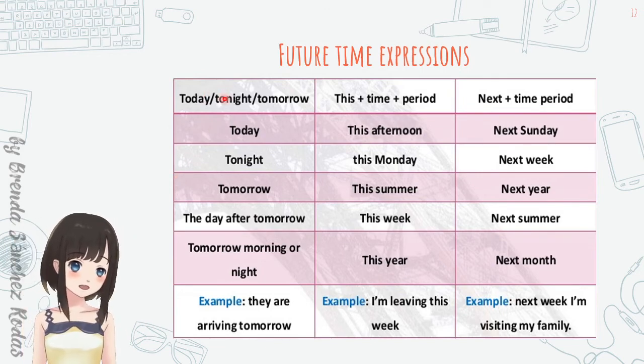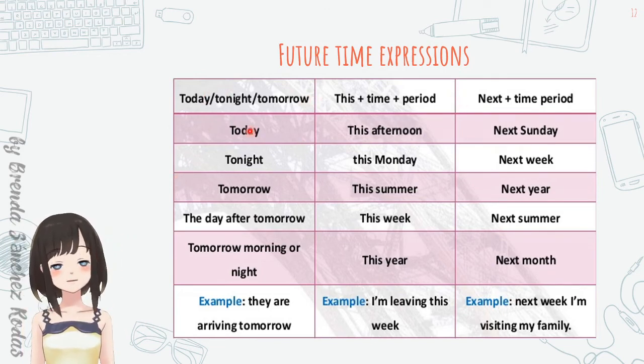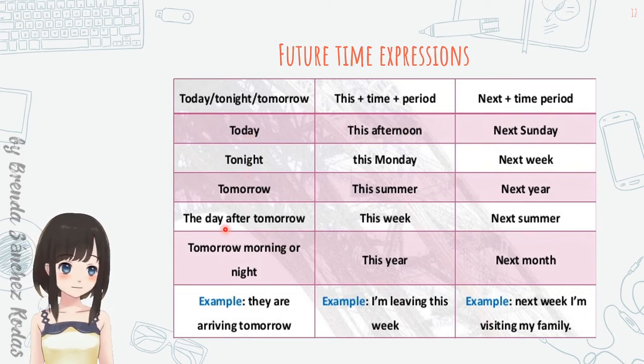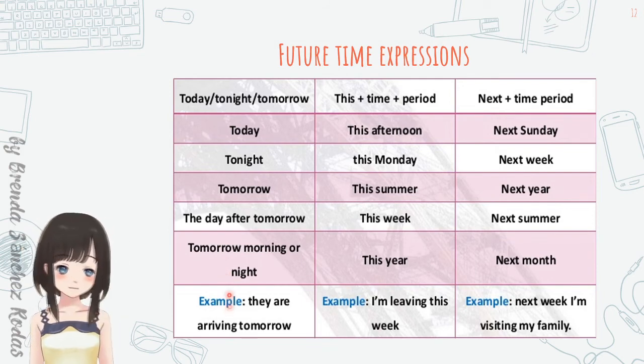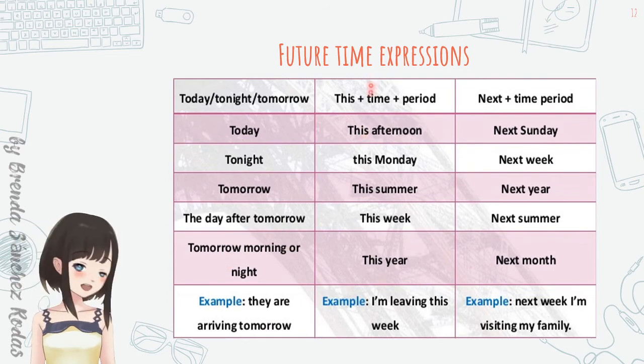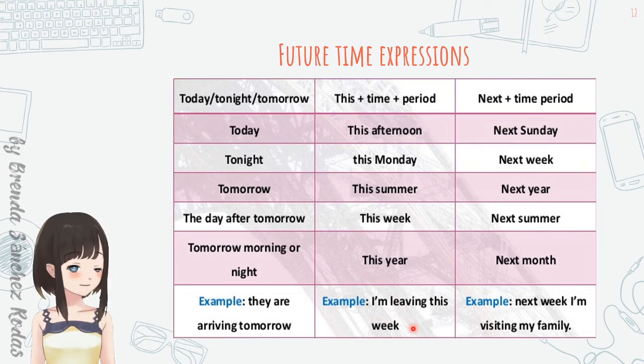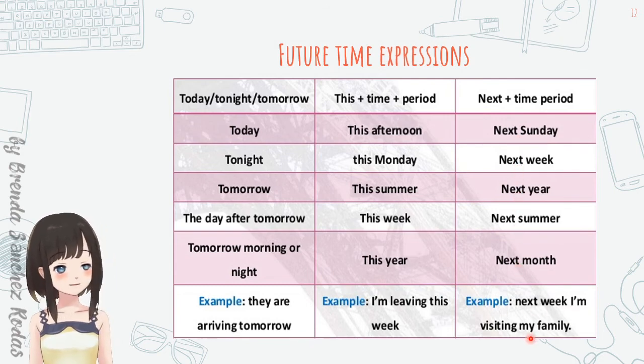We have here today, this, next. For example, today, tonight, tomorrow, the day after tomorrow also is for future. Tomorrow morning or night, also, or afternoon if you want. They are arriving tomorrow. You can say like this. And also we have this afternoon, this Monday, this summer, this week, this year. I am leaving this week. And also you have next Sunday, next week, next year, next summer, next month. Next week I am visiting my family.